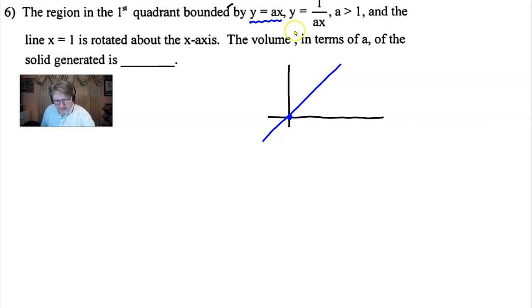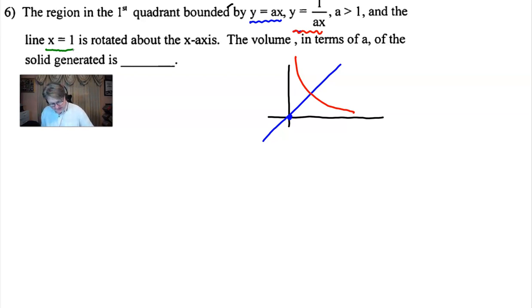So we'll sketch this in a different color. If we pretend that a is about equal to 1, we've got something that looks like this. There is another branch over here, mind you, but that branch does not matter to us because we're only dealing with quadrant 1. Next, we're going to graph the line x equals 1, because that is another part of what makes up this enclosed region.